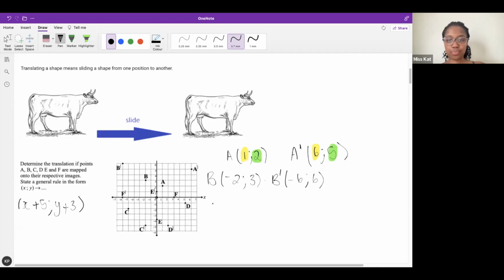Okay, let's go to C coordinates. Let's first just write down all our coordinates. I cannot see the dot. Which one, Jordan?